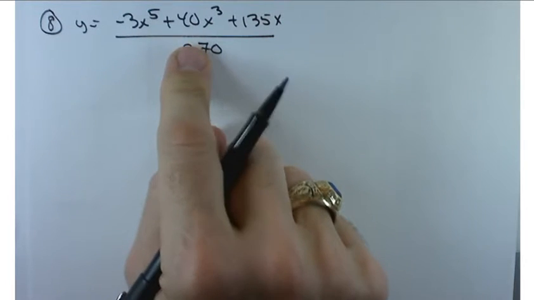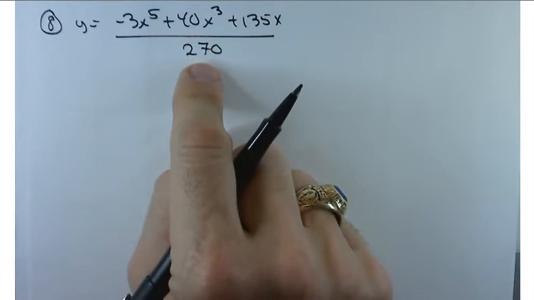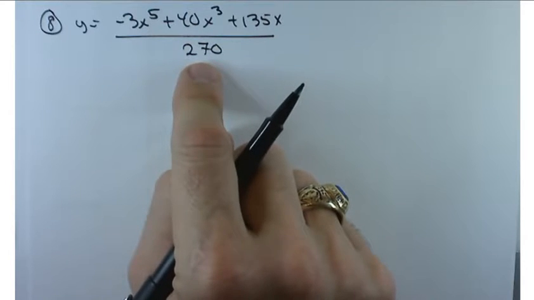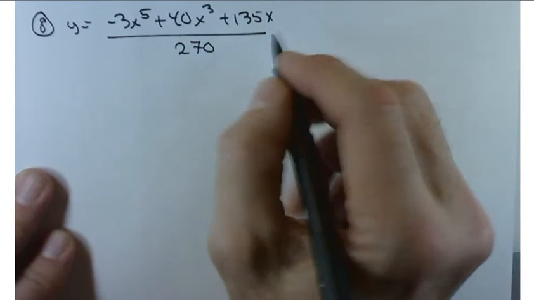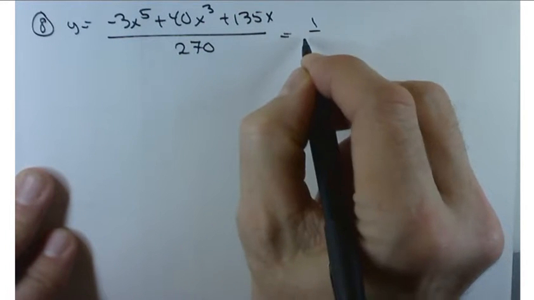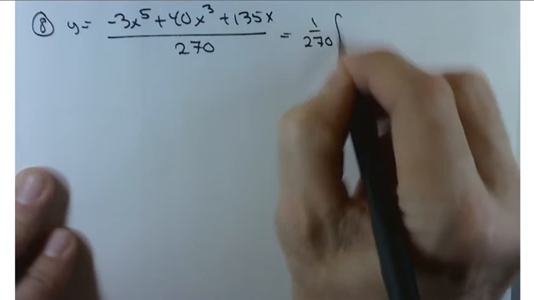I hope you don't use the quotient rule. I really hope you don't use the quotient rule. All right, there'd be 2 of us that'd be unhappy if you did that. You should rewrite that by writing the 1 over 270 as like a constant out in front.